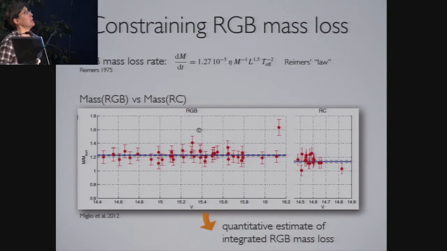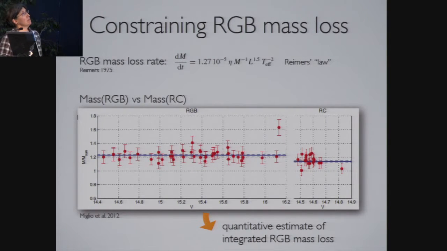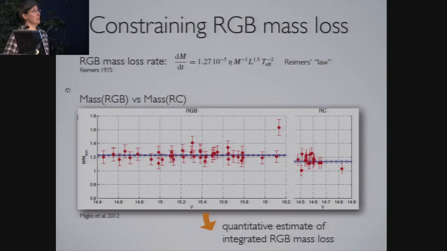Let's say we can constrain the mass loss. Usually, you use an empirical law, the Reimers law, and using the stars in the cluster, the stars that are in the RGB and in the red clump, and estimating the mass in the RGB and the mass in the red clump, we can see the difference between the one and the other, and so have an idea of the integrated mass loss during the red giant branch evolution.